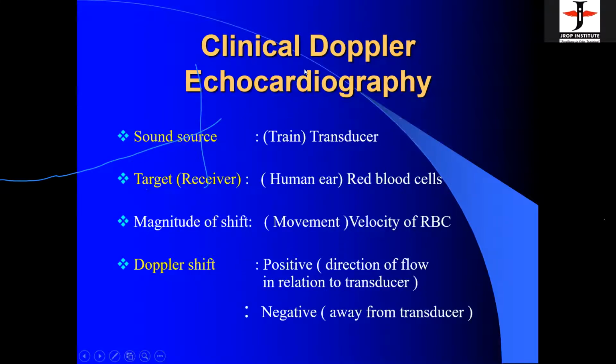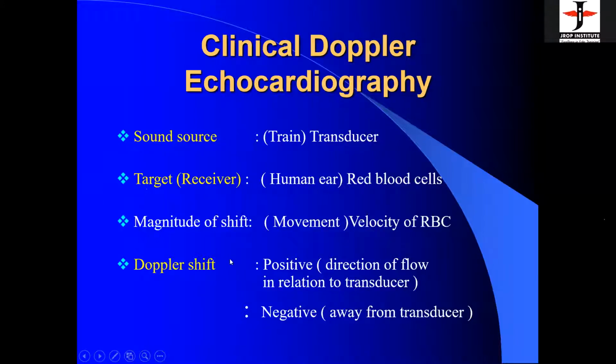In a clinical Doppler, the sound source is the transducer, which sends multiple sound waves. The receivers are the multiple red blood cells. You have millions of red blood cells, because hemo means blood. All the blood elements come into this, and how much the shift is depends upon the velocity of the RBCs. So remember, the transducer is the sound source, the receivers are multiple RBCs, and the more the RBCs, the more the velocities.